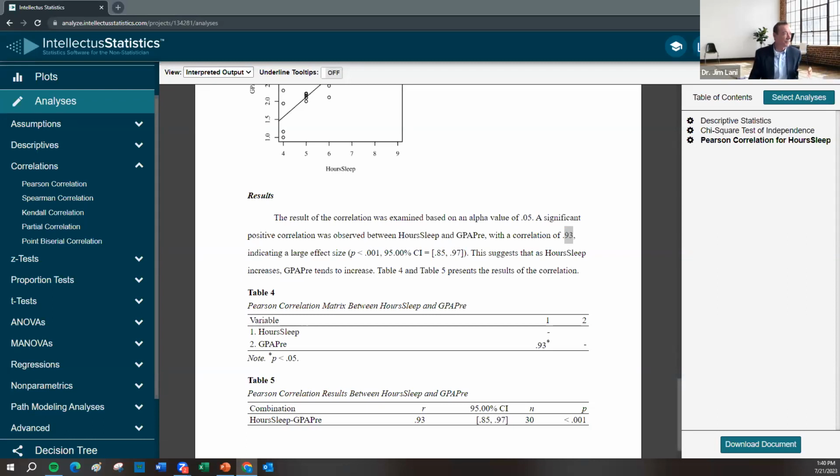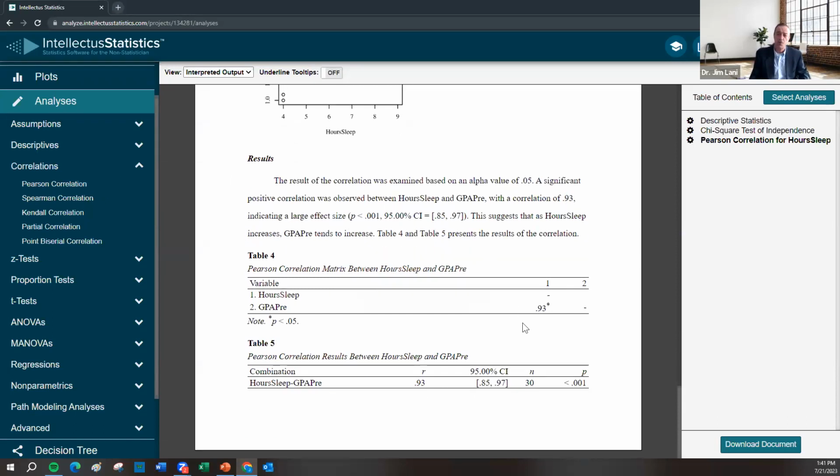Okay, so there's a question. I don't see the actual value of the effect size in the interpretation statement. So that correlation coefficient is an effect size. Okay, that is the actual effect size.